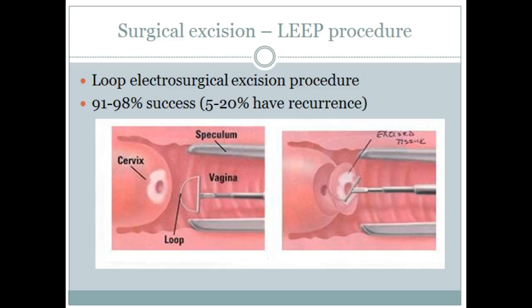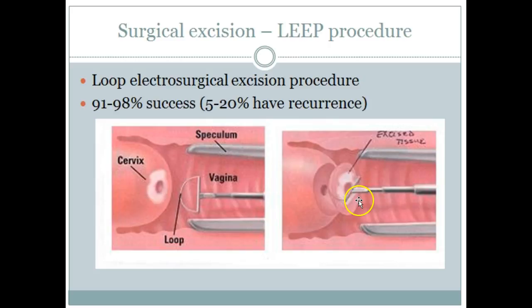All right, so LEEP procedures. This is what's mostly done in the U.S. So LEEP stands for Loop Electrosurgical Excision Procedure. So there's this instrument here that has electricity running through this loop here. And basically you can see from here it's just scooping off the end of the ectocervix. The patient's typically anesthetized.